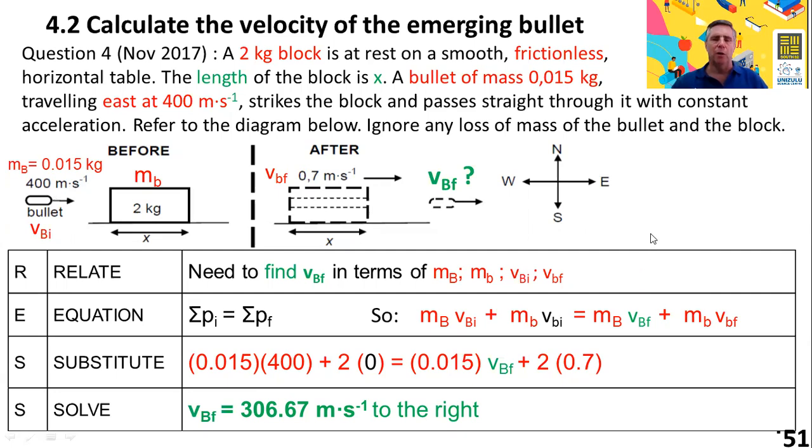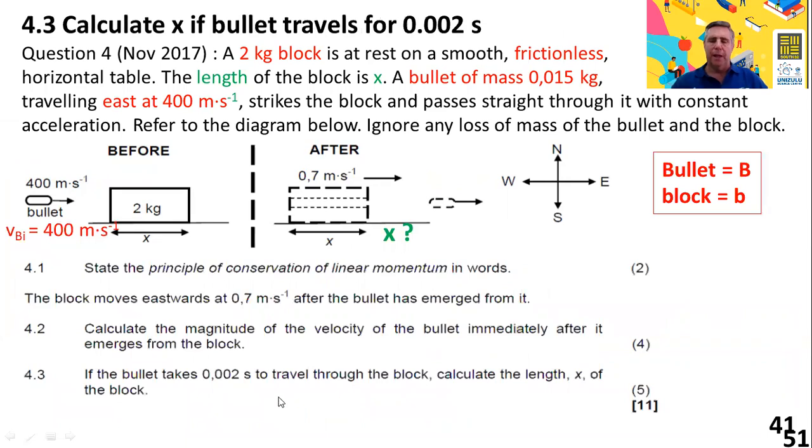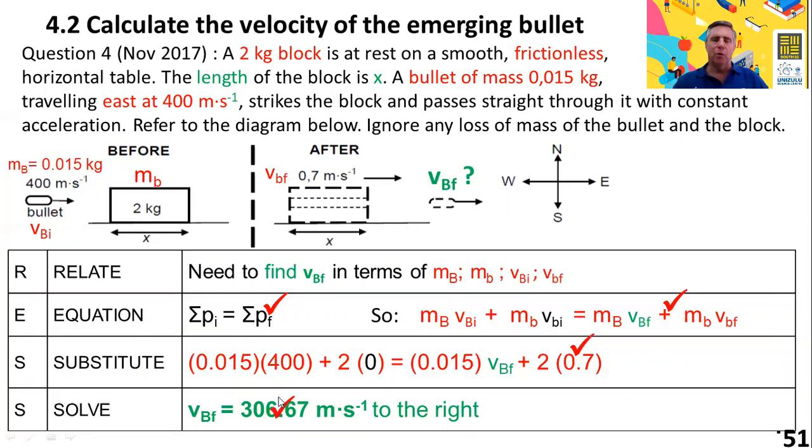Now, how is this marked? Well, first mark was for the momentum equation. Second mark actually for putting in the expanded version of the equation. Third mark for substituting in correctly all the numbers. Fourth mark for the correct answer, and also for the direction. So it was just 4 marks, and you need to be very careful that you got all of those correct.